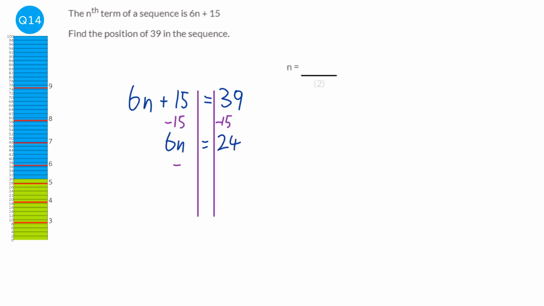Then we're going to divide 6 both sides. And so we get n equals 4. So 39 is the 4th term in the sequence, and you could write it out. You could put n equals 1, n equals 2, n equals 3, and just keep going till you get to 39, or we can do the method we've just done, which is solving it.